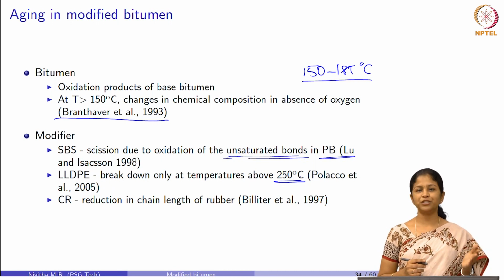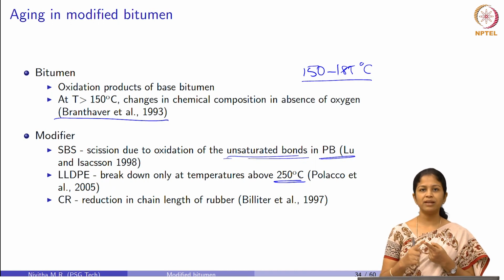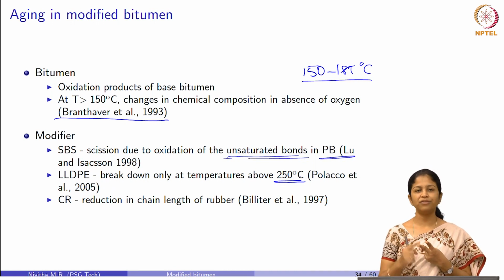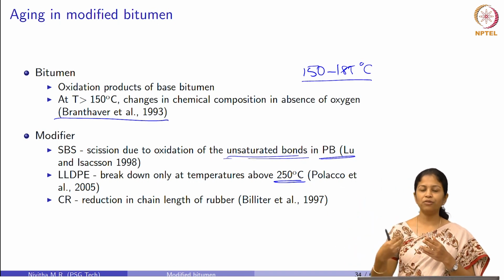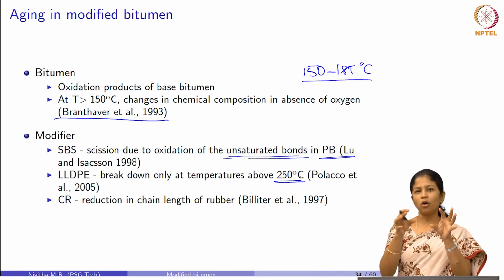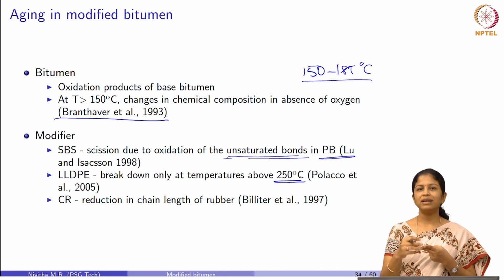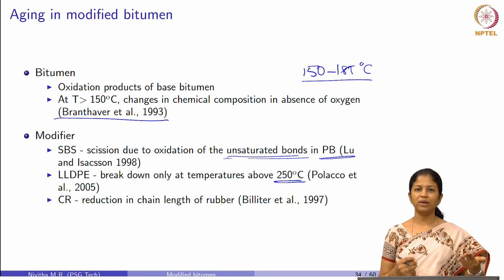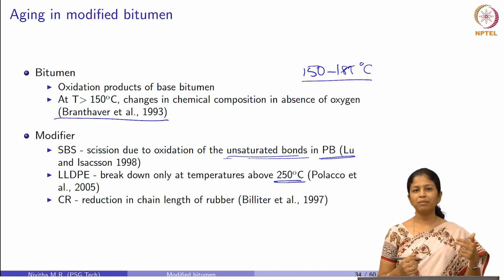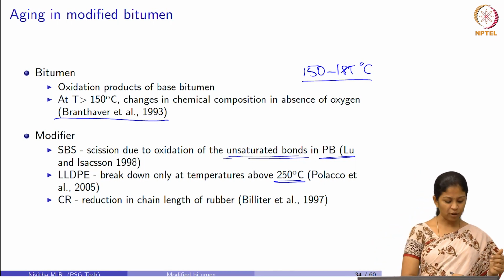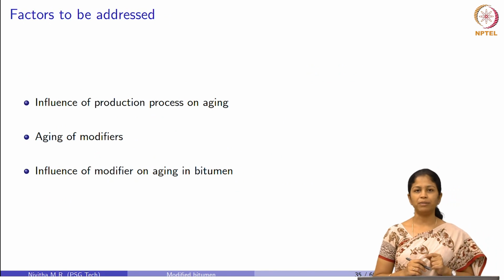In the previous lecture we have seen that at high temperatures there is depolymerization and devulcanization in the case of crumb rubber. So, what does this devulcanization do? The sulfur units are broken down, the sulfur is removed from crumb rubber, so we have smaller units. The second one is depolymerization, which is similar to SBS, the breakdown of this styrene butadiene rubber component into smaller units. All of them can happen during the aging process in the case of modified bitumen.